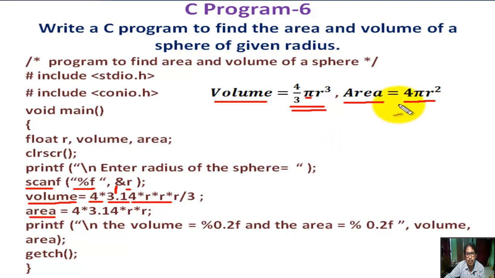Now area variable equal to the area formula 4 pi r square. We write in C: 4 asterisk, meaning multiplied by the value of pi 3.14, asterisk r asterisk r, semicolon. Okay.